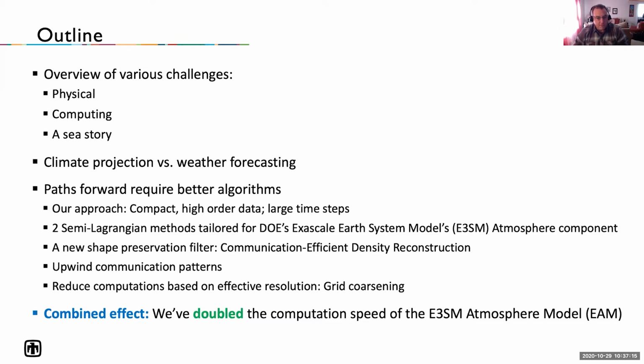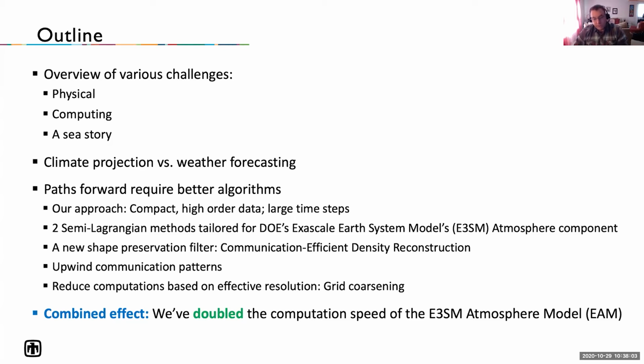I will start out by saying that every challenge requires better algorithms. It doesn't matter how good the hardware gets, the best GPU won't save you from a bad algorithm. And so our approach is to come up with strategies that are based on compact high order data, for example, spectral elements can accomplish that. And then to do algorithms that are capable of remaining stable even at large time steps. So specifically today, we'll introduce two semi-Lagrangian methods that we've tailored for the E3SM model specifically, although they are more generally applied to numerical transport in any multiphysics model.